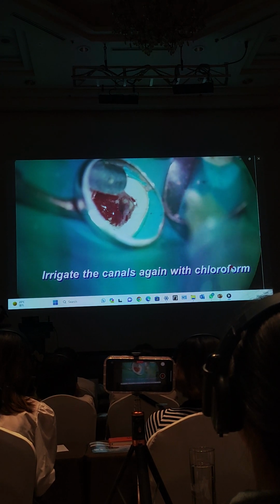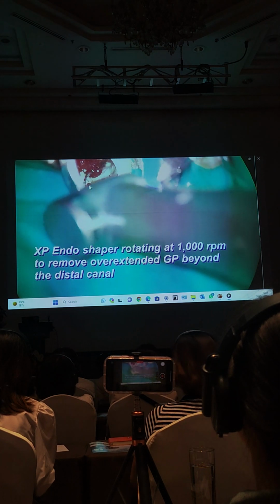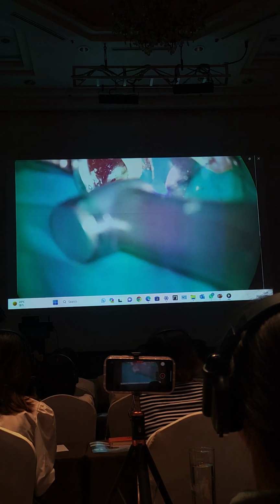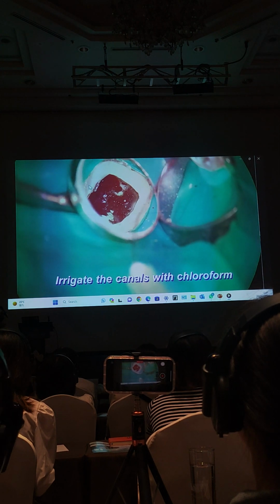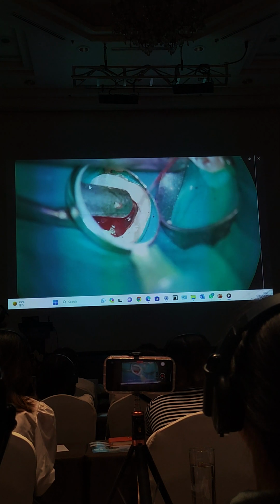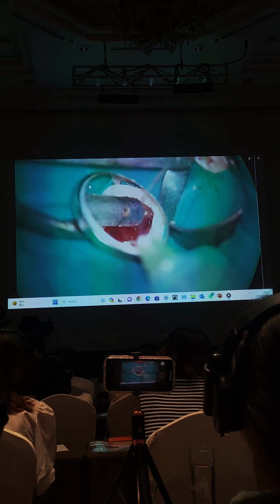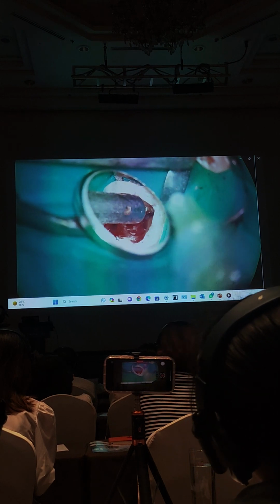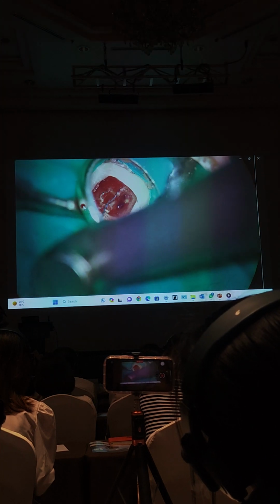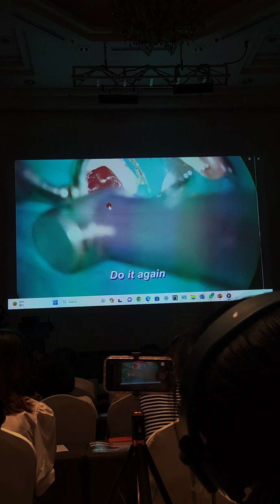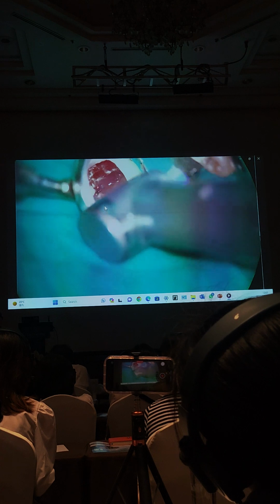Irrigate canal with chloroform. I don't want to use sodium hypochlorite outside the root canal. So this way, you can both dissolve the gutta-percha and mechanically remove the gutta-percha fillings. So I'm already irrigating the canal with chloroform. So this is the distal root canal. Up and down, up and down.